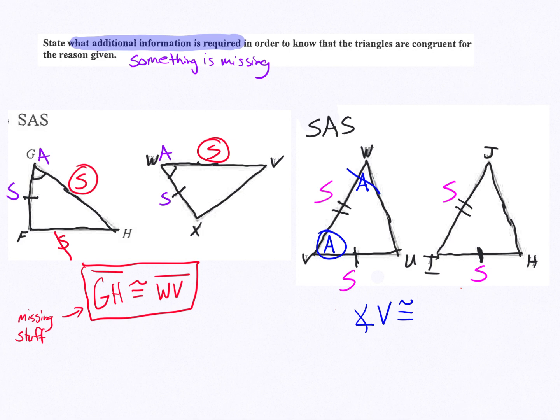On the other one, what's the name of the angle that's missing to make it side angle side? Angle I. So I put the A there. That makes it side angle side. And to name it, it's just angle I. Very good.